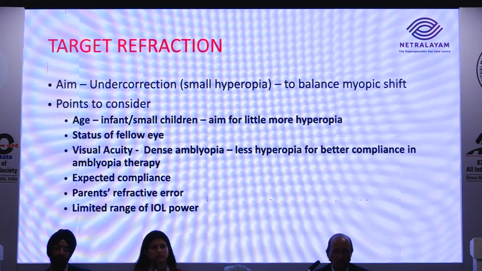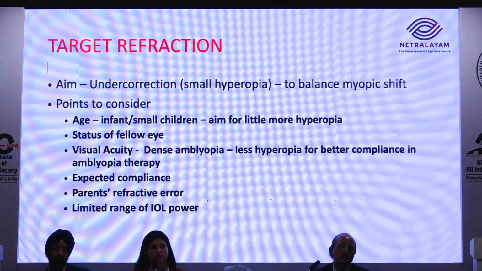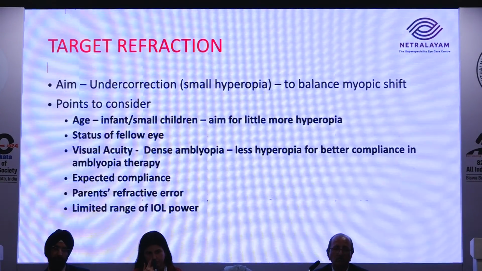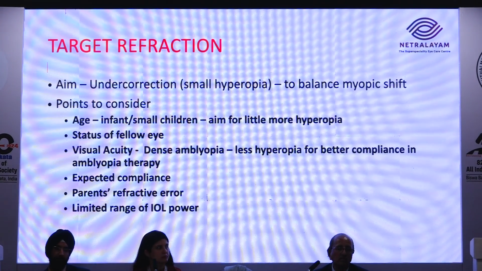Points to consider: if the child is very small, then definitely we have to aim for slightly more hyperopia, because then the myopic shift will be faster. And at a younger age, we may end up. I just maybe 2-3 weeks back saw a child whom I had operated maybe 6 years back, and we aimed for a small hyperopia. At the time of surgery, the child was around 2 to 3 years of age, and now has a myopia of almost 8 to 9 diopters.